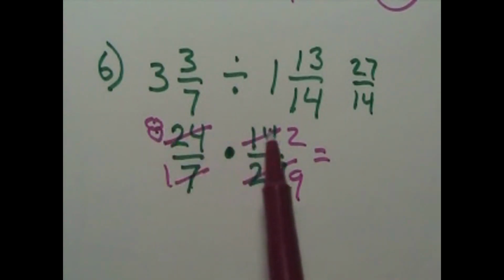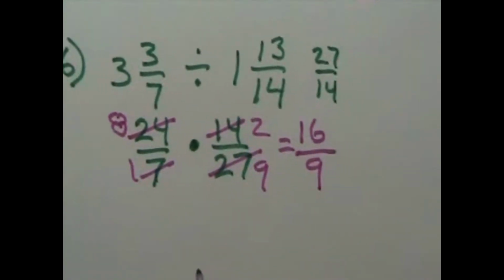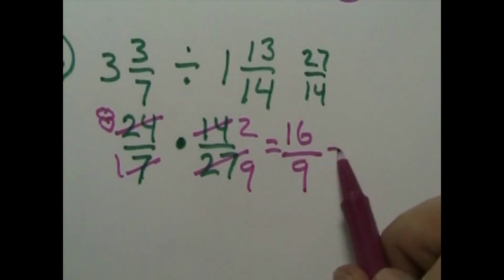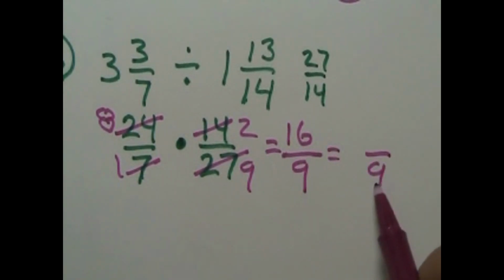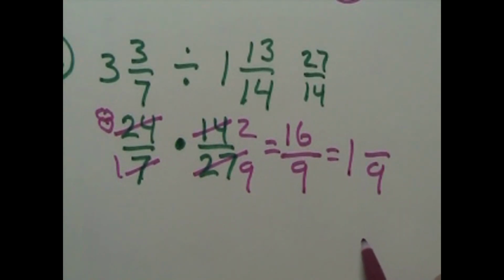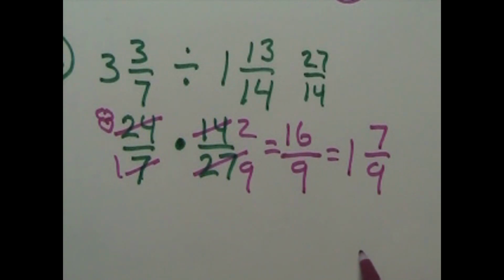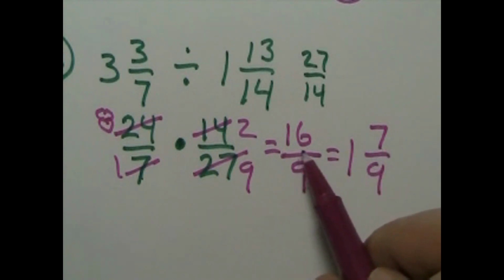So now I have 8 times 2, 16, over 1 times 9, that's 9. Now I'll reduce that. 9 goes into 16 once, and 7 left over. Is that right? Because 9 and 7 makes 16? Yeah.